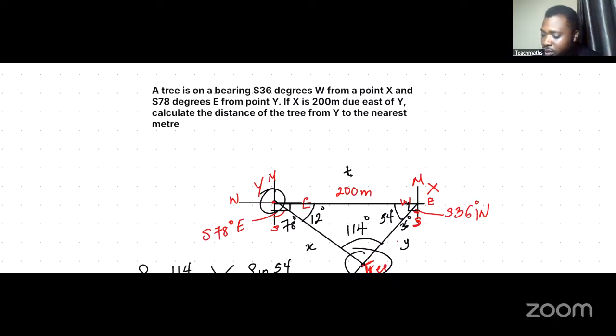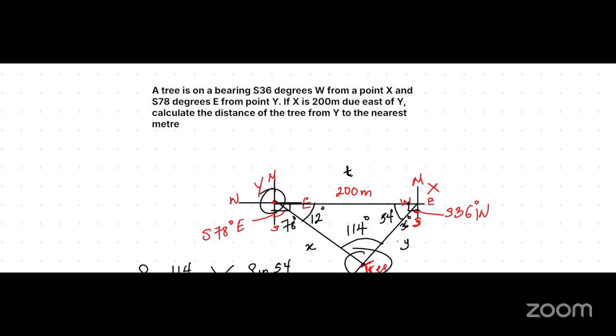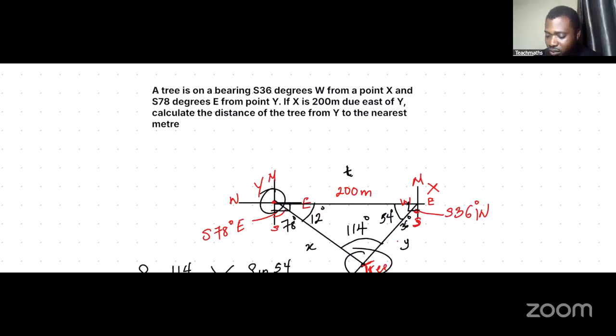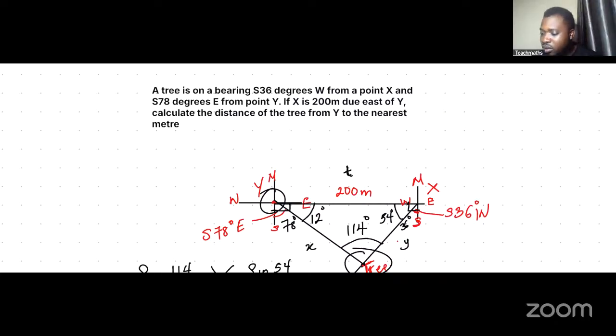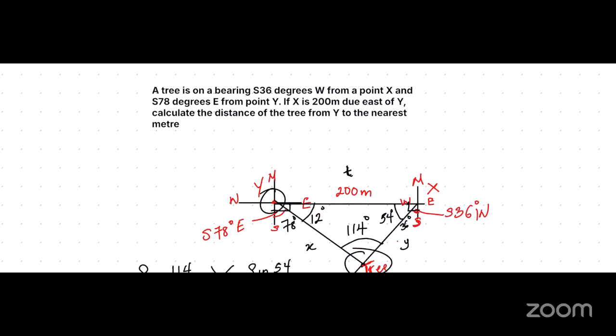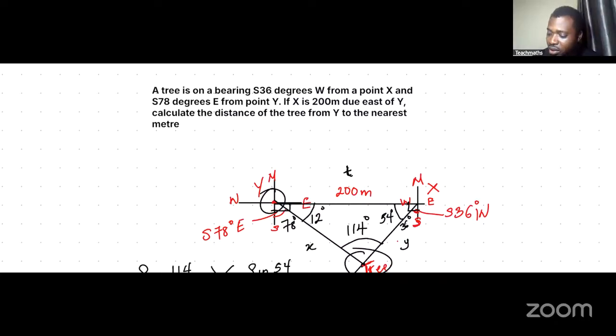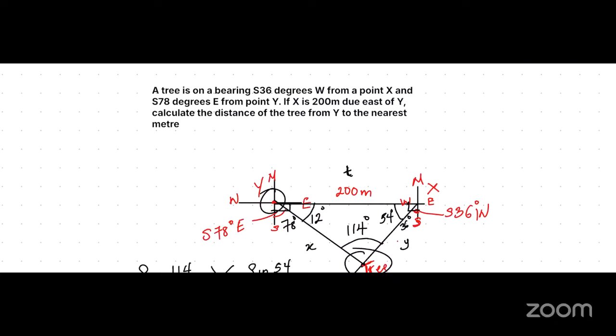So x equals 200 times 0.8090, that's 161.8, over 0.9136. So what's the final value in meters? 177.1 meters. So the question says we should correct to the nearest meter. So to the nearest meter, exactly, x equals 177 meters.